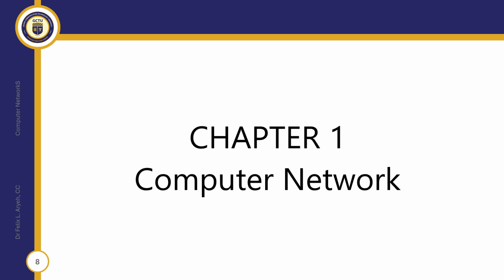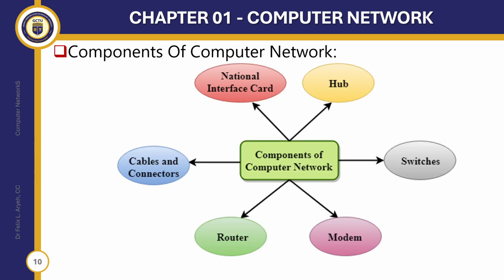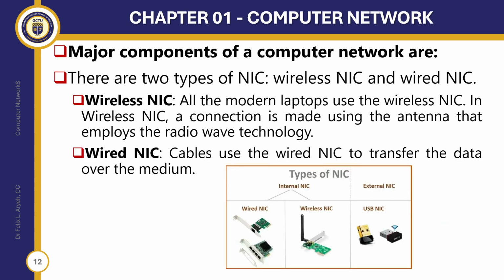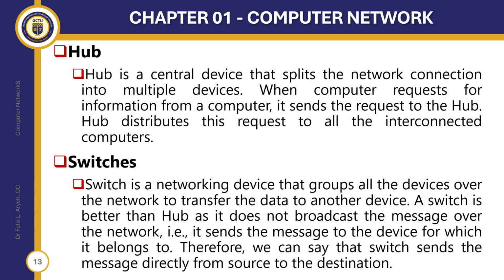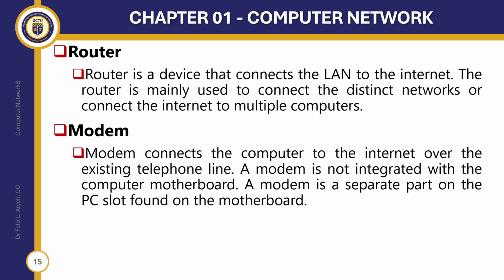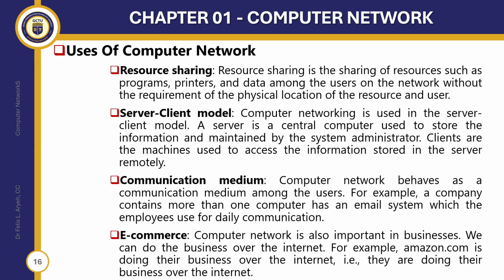And as you are aware, the last time I introduced you what computer networks is, I also spoke about the basic components that make up a computer network. We went through this particular slide, which was the network interface card or controller. And I gave some knowledge about these types of network interface card, the wired and the wireless. I also talked about what a hub is and what a switch is. I spoke about the cables, the types of cables that exist. I also talked about routers and modems and gave brief understanding of some of the uses of computer networks.